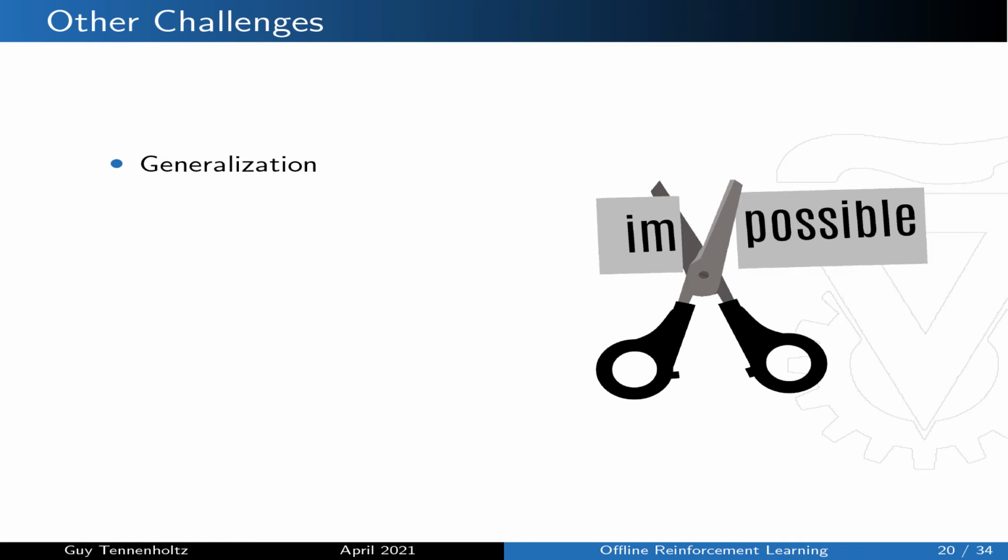So a very important challenge in offline reinforcement learning is generalization between states. How can we generalize to states that we don't have in our data set and we never will have in our data sets? So this is a problem that even occurs when our data set becomes very, very large.